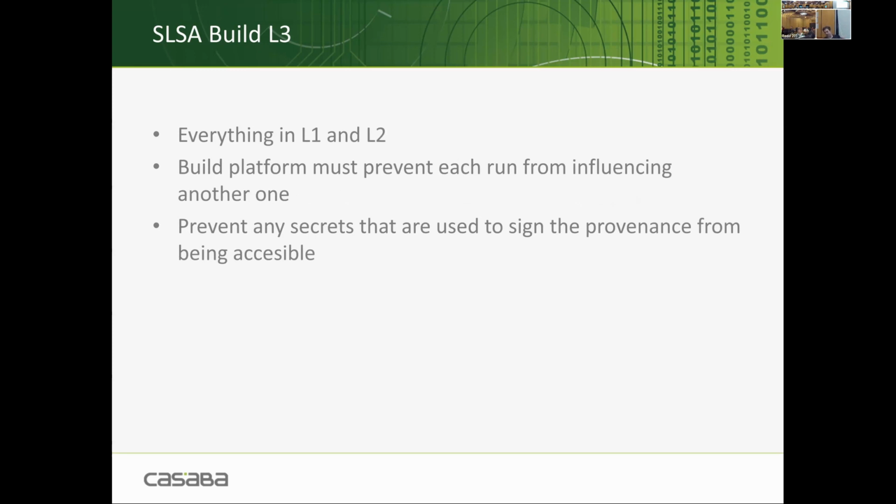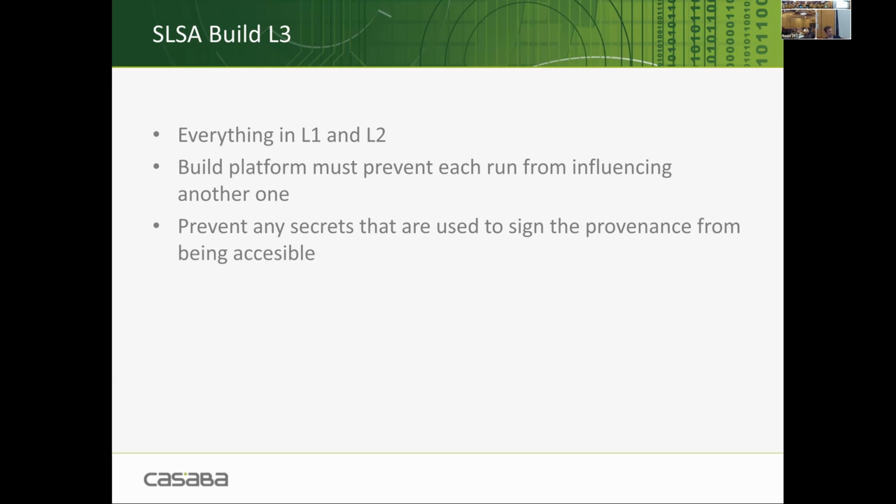Okay, and L3, the build platforms must prevent each one from influencing another one. That's actually kind of an interesting one because oftentimes you don't think of builds in isolation, but if you're generating multiple builds or multiple builds are happening within a company, occasionally they can have influences on another, and so you can leverage that to get malware into a system. We've seen that happen in the past.